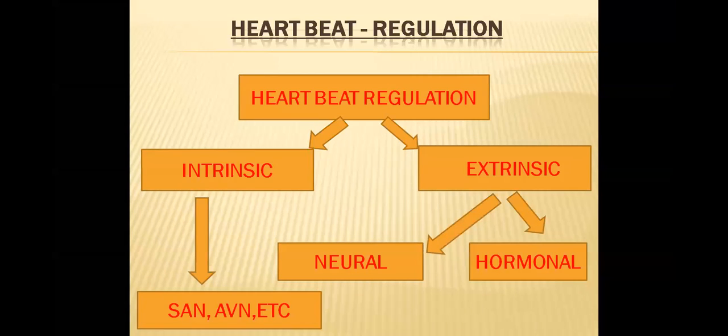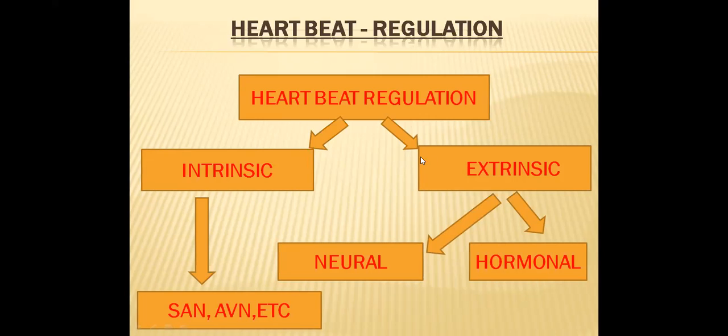An intrinsic pathway does not require external factors. External factors are of two types: one is neural factors, another one is hormonal factors. The intervention of these hormonal and neural factors is not required when everything is normal in our body. So when everything is normal, heartbeat will be controlled by the intrinsic way. And in the intrinsic way, SAN is very, very important. This SAN generates the impulses that are required for the functioning of heart.